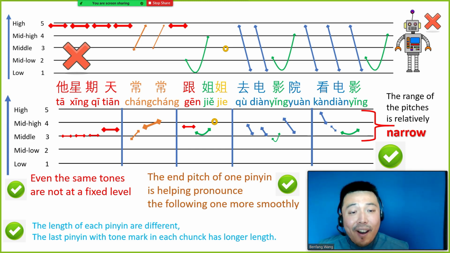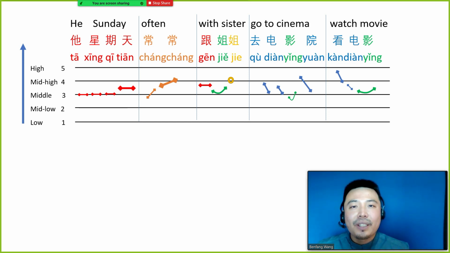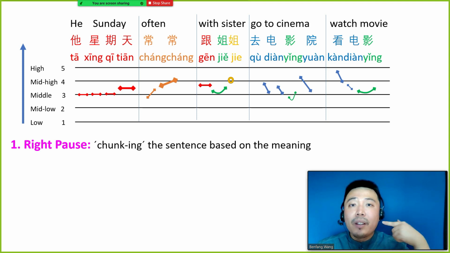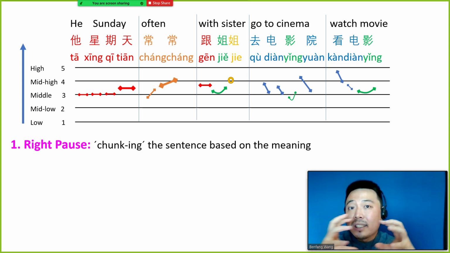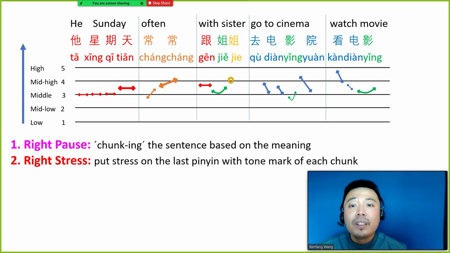Well, now we have all the observations here. The question is, how do we adapt our pronunciation to those? Now I'm going to share with you 4 practical pronunciation tips for Chinese sentences. Firstly, put the right pauses in the sentence. Before you say anything, think about the meaning and try to chunk the sentence based on the meaning. And then you put a stress on the last pinyin with tone mark of each chunk.